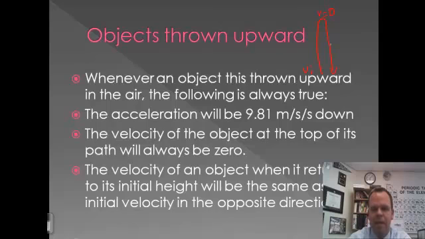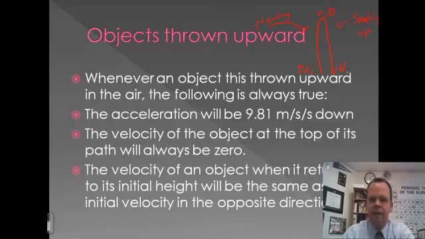Then it will gain speed coming back down, still accelerating at 9.81. It accelerates at 9.81 down the entire time. So when it's traveling up and accelerating down, it's going to be slowing down. So slowing down as it goes up, and then speeding up as it goes down.